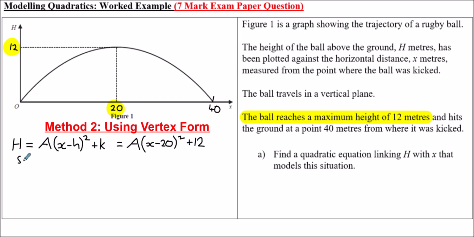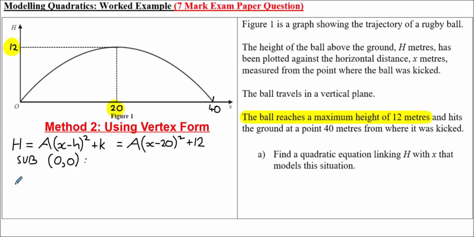This time we need to substitute in another point. So whereas before we substituted in these two values, 20 and 12, we now need to substitute in a root. And so we can either substitute in 40 and 0, or if we wanted, we could just substitute in the origin, 0, 0. I think 0, 0 would be an easier one to pick.